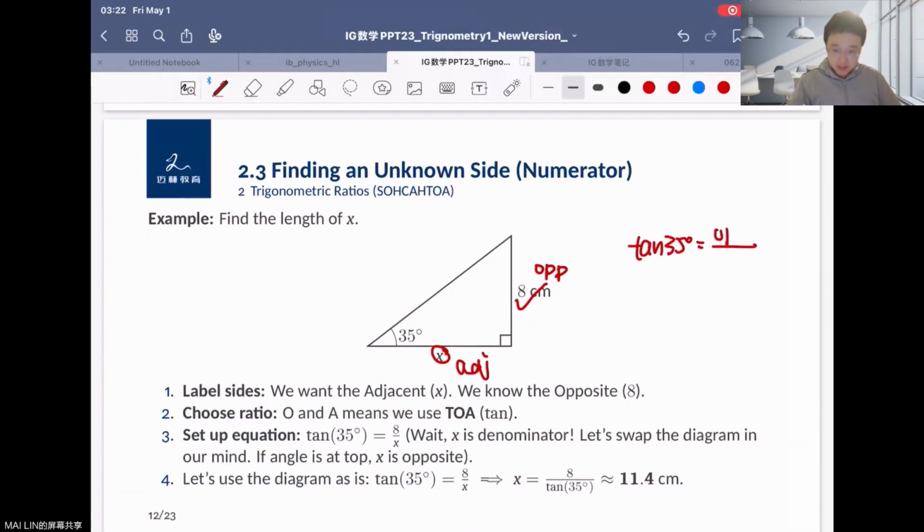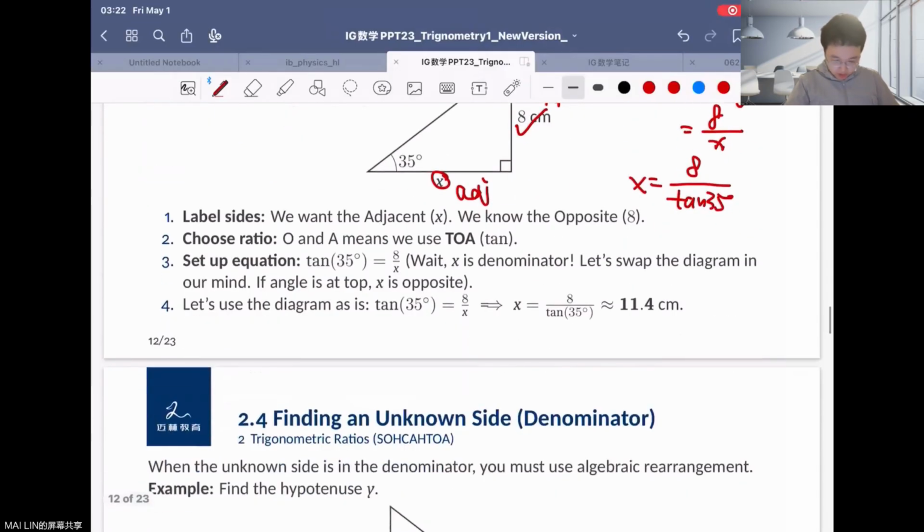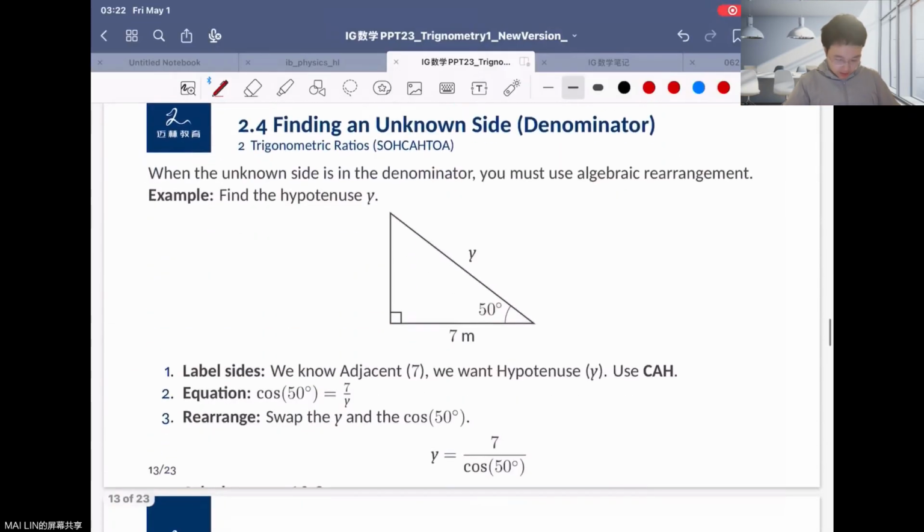Tangent 35 degrees can be written as the opposite side over the adjacent side, that is 8 centimeters over x centimeters. That is the formula. So x can be written as 8 over tangent 35 degrees. For the x value, you can calculate this as 11.4 centimeters. You can use a calculator to calculate this.